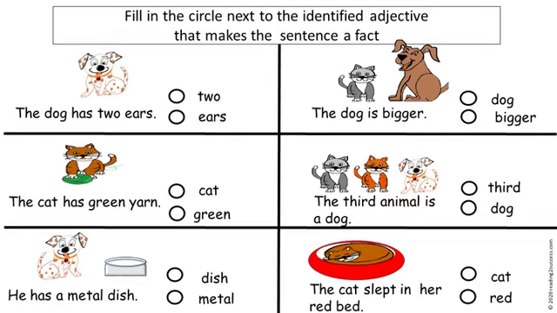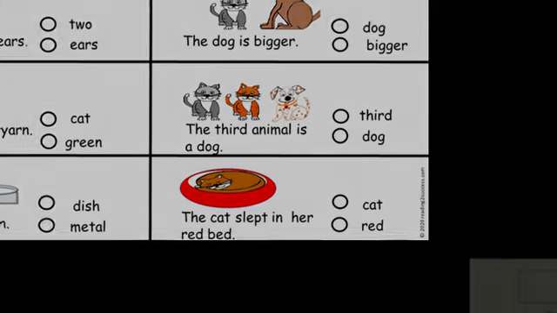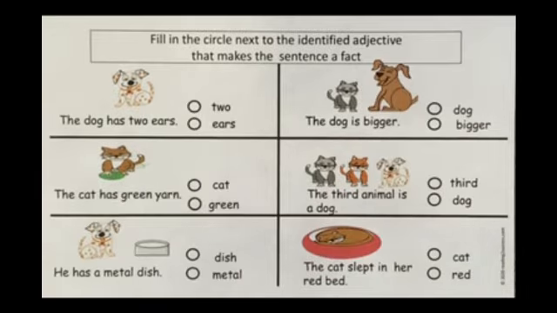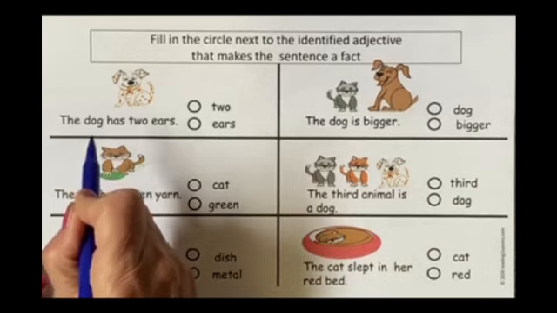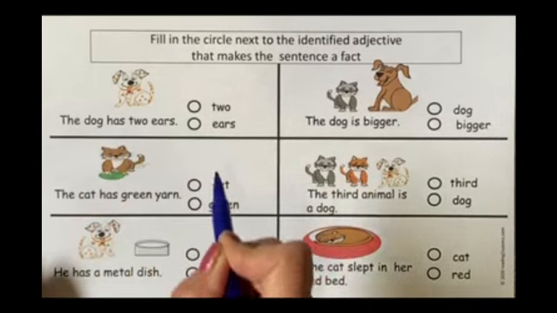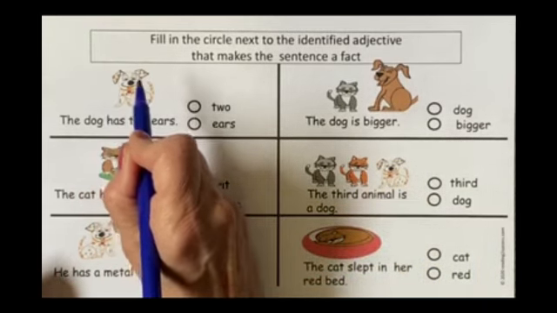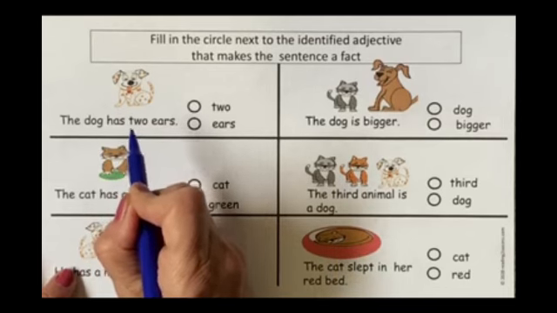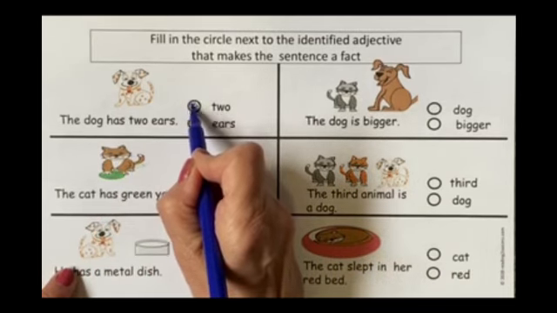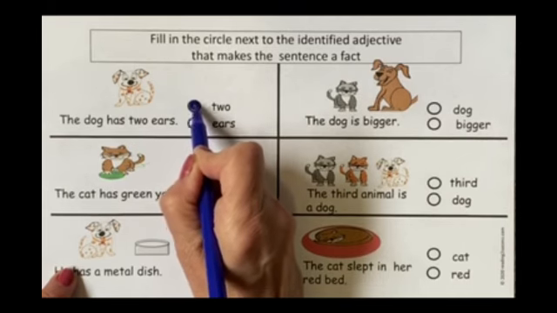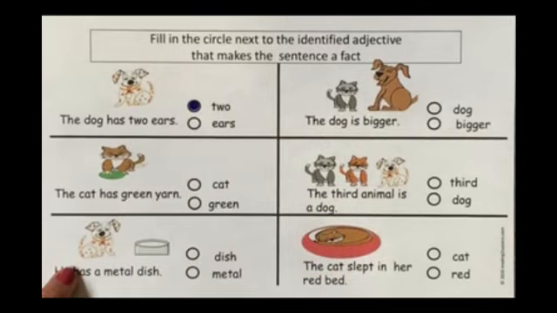This is the template that will be used in the next activity. Now have kids fill in the circle next to the identified adjective that makes the sentence a fact. Let's read our first sentence. The dog has 2 ears. 2 is an adjective, ears is not. And we can see 1, 2, and it says 2 ears. So we're going to fill in the bubble next to 2. It is not 3 ears. It cannot be 4 ears. With our eyes, we can see it is 1, 2 ears.